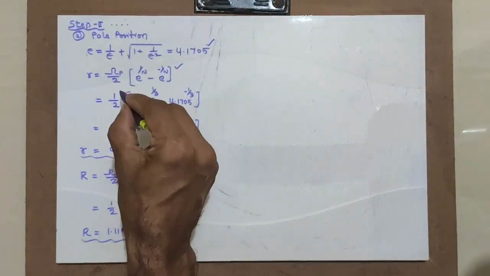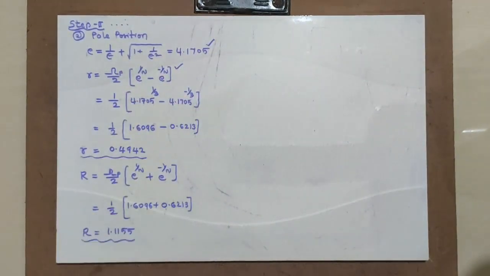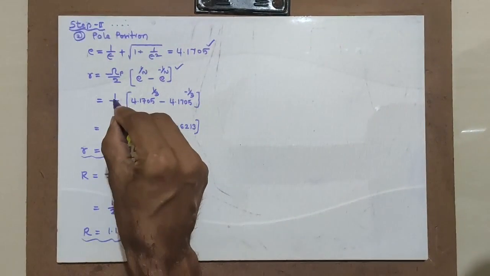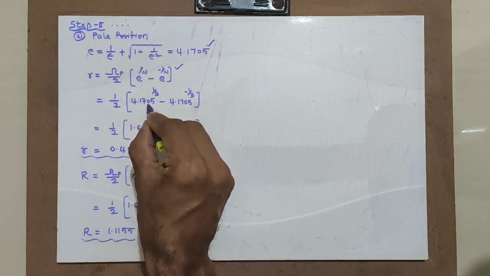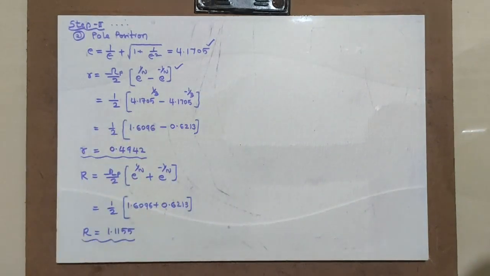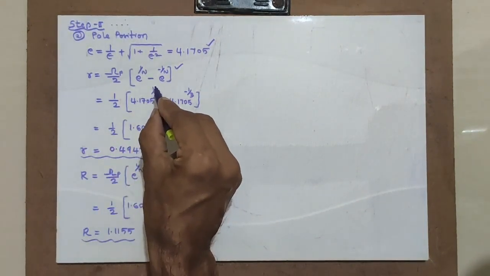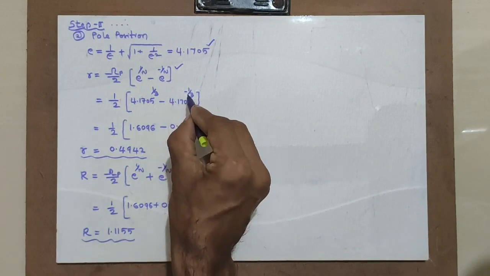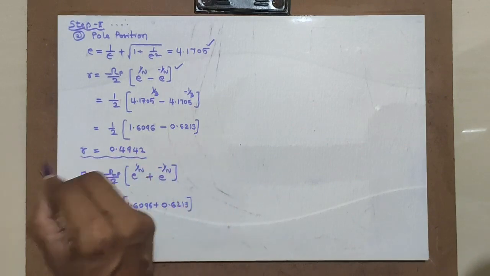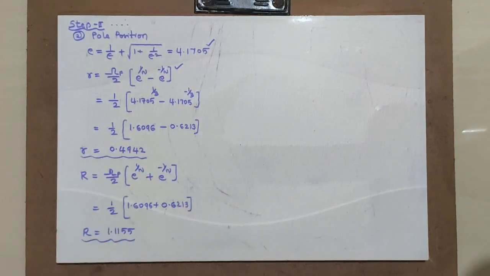Here omega p is taken as 1 radian per second because I will be doing it for the normalized filter first. Hence, please take omega p equal to 1 here. 1 by 2, 4.1705 raised to 1 by 3, where n is the order of the filter. Previous step 3 has come: 4.1705 raised to 1 by 3 minus 4.1705 raised to minus 1 by 3. You can find the minor axis r is equal to 0.4942, and then the major axis r is equal to omega p by 2 into e raised to 1 by n plus e raised to minus 1 by n.